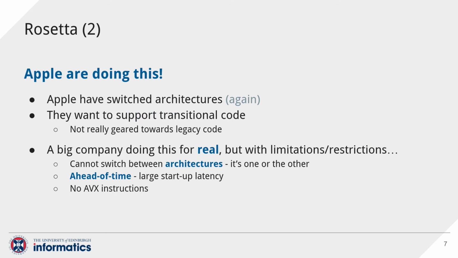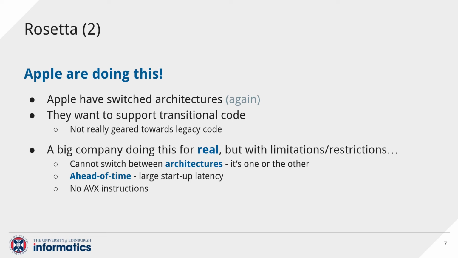Now, Rosetta version 2, Apple are doing this. Binary translation. So they've switched architectures again. They've gone from an Intel architecture to an ARM architecture, their own internal ARM architecture, and they want to support transitional code. So they want applications that have been written for the Intel architecture to keep working on their ARM machines whilst application developers keep up and they build universal binaries that contain both Intel and ARM instructions.